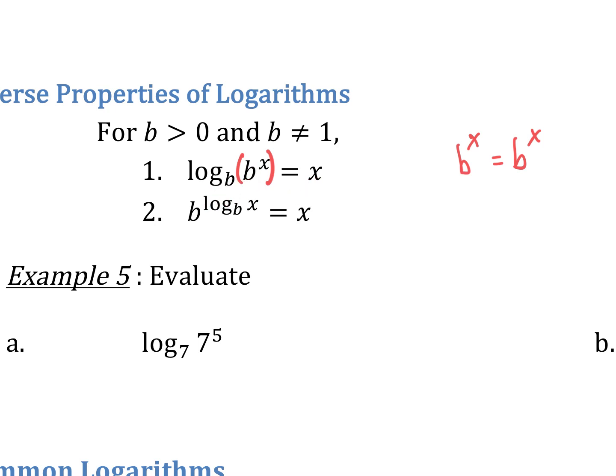It's x. All right? So in other words, looking at this example here, what is the power we put on 7 to get 7 to the 5th? Or what power of 7 gives us 7 to the 5th? Well, the power is 5. So in other words, these kind of undo each other. Okay, we're seeing here that a logarithm is the opposite of an exponent or a power. It undoes the power and gives us the exponent.